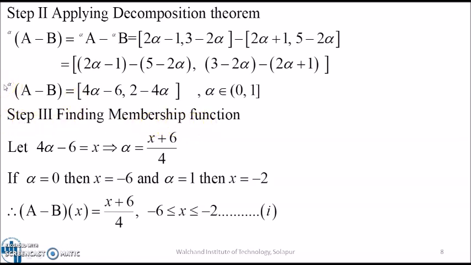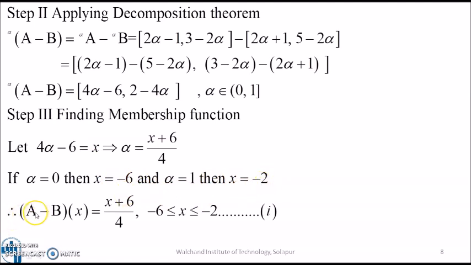Now the last step is finding the membership function with the help of this alpha cut of A minus B. The initial point of this alpha cut is 4 alpha minus 6, equating it to the variable x. Now, finding the value of alpha in terms of x, we get alpha is equal to x plus 6 upon 4. Now, this will be the first step for the membership function of A minus B. To find out the range for which it is defined, let me substitute the value of alpha as 0. Then we will get x as minus 6, and substituting alpha equal to 1 here, we get it as 4 minus 6, that is minus 2.